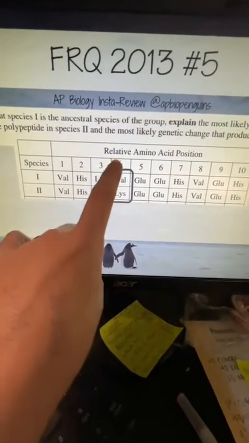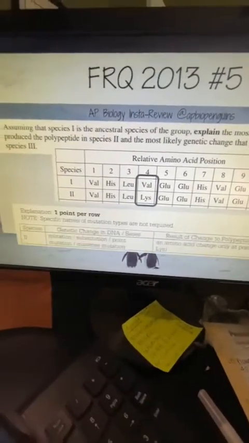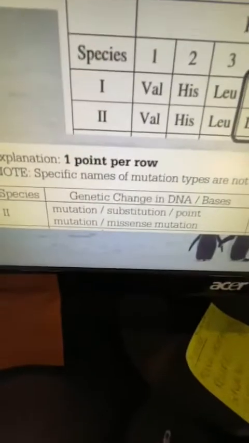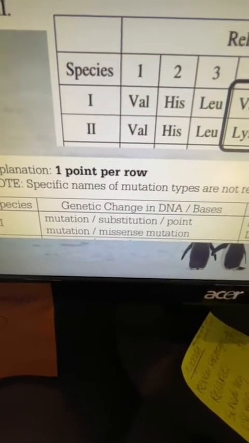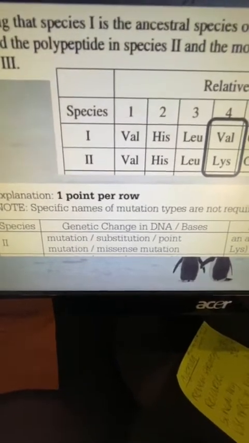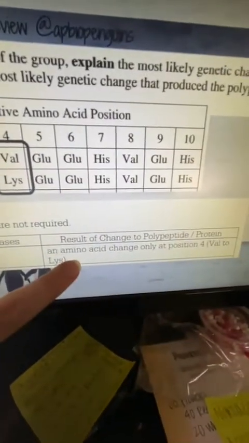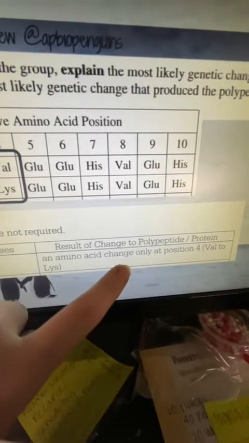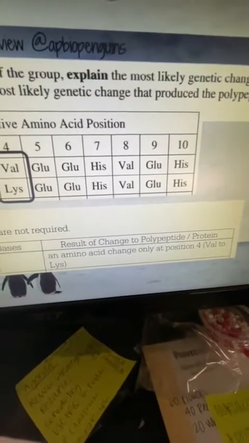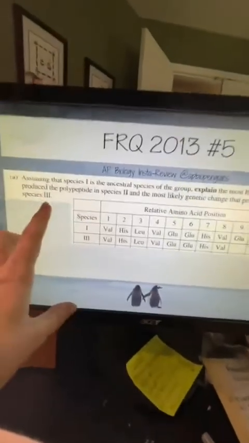So all I have to do is say that I had a mutation that occurred at position 4 in which the valine was substituted for the lysine. You could have been all detailed. You could have told me it was a missense, a point mutation, a substitution. All you really had to say was mutation. And then the result of it, you could say that there was an amino acid that changed at position 4, specifically valine to lysine. Perfectly great.